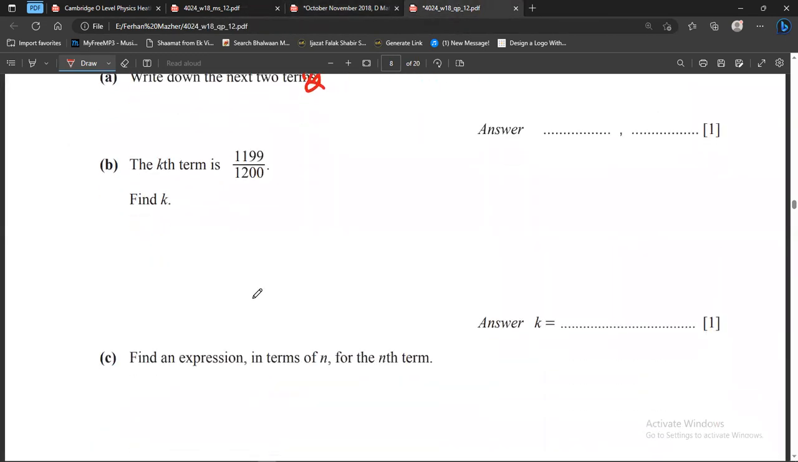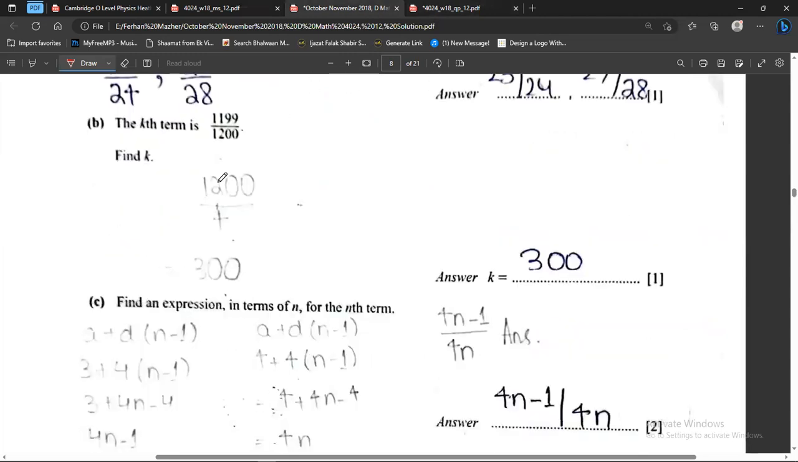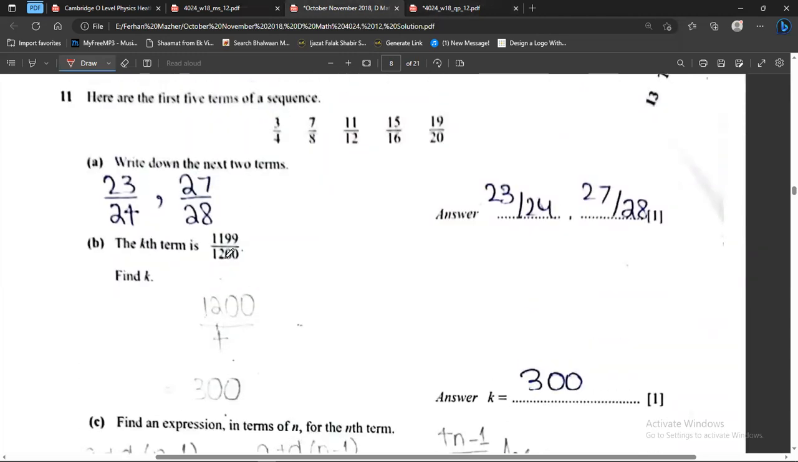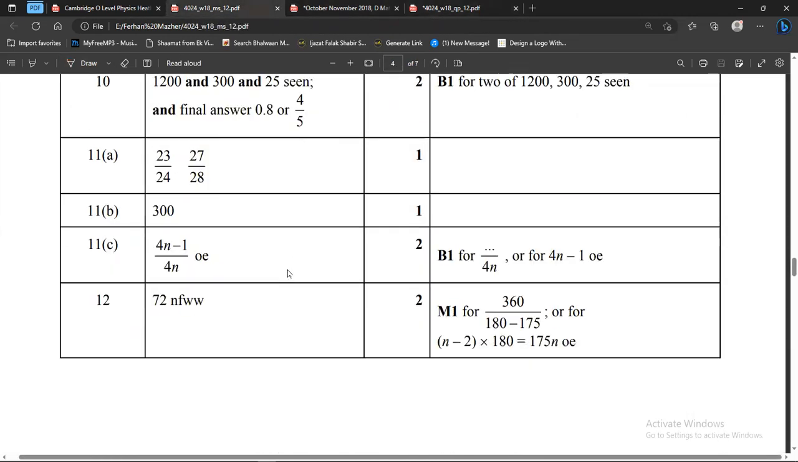Okay, then he says the kth term is 1199 divided by 1200. Find the k. So this denominator 1200 is the table of 4. You know the denominator was the table of 4. So divide it by 4, and you will get 300. So 300 means that this is the 300th term. So the k value is 300.